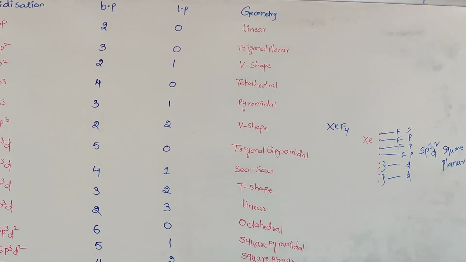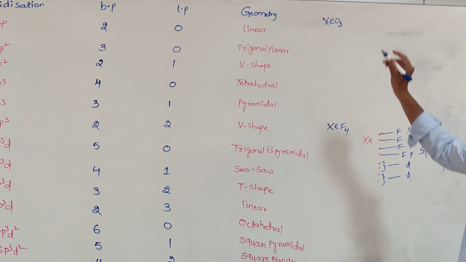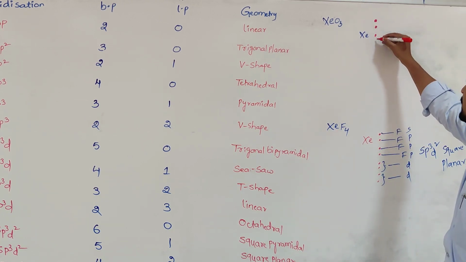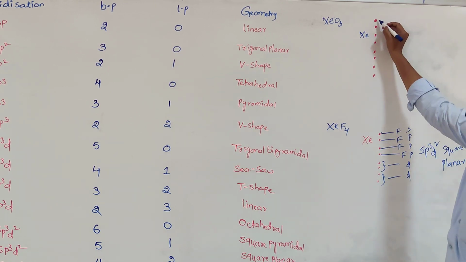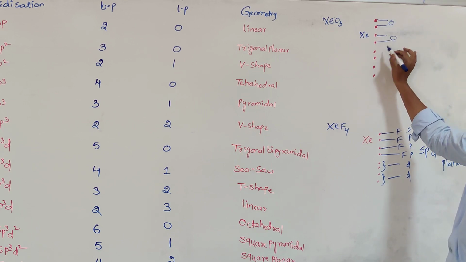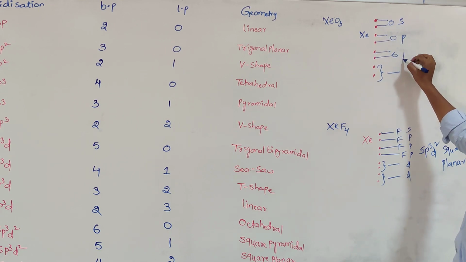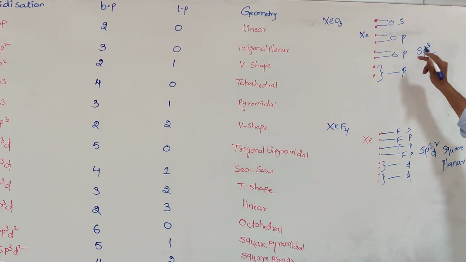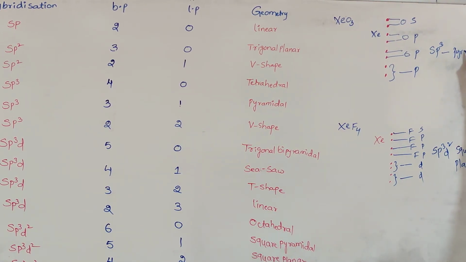For example, XeO3. In XeO3, xenon is the central atom having 8 electrons. 1, 2, 3, 4, 5, 6, 7, 8 dots. Each oxygen can form how many bonds? 2 bonds. So that 2 and here 2. This is treated as one lone pair. Let's start. S, P, P and P. sp3 hybridization, 3 bond pairs, 1 lone pair. What is the geometry? Pyramidal geometry.